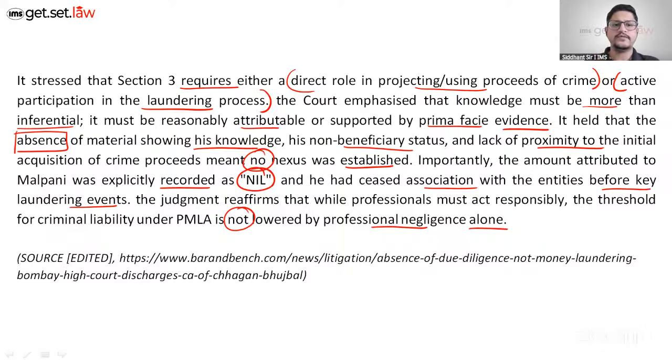Now, at a given point of time, you will be a lawyer, an advocate. So you should also act responsibly. You can't say, okay, since it was negligence from my end, I can't be held responsible. No, it won't be lowered. Your liability is not going to be lowered.